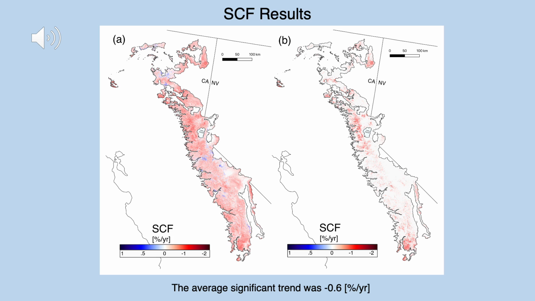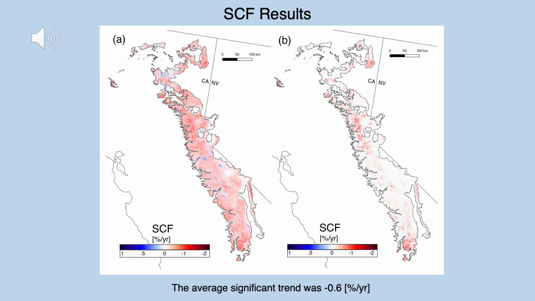Displayed below are the results for the snow cover frequency trend analysis. The full estimated trends are shown on the A side of the figure, while the B side displays only the significant trends, which have a p-value of less than 0.05. As we can see, there's a lot of trends that are centered around the area on the west shore of Lake Tahoe and a little bit north.